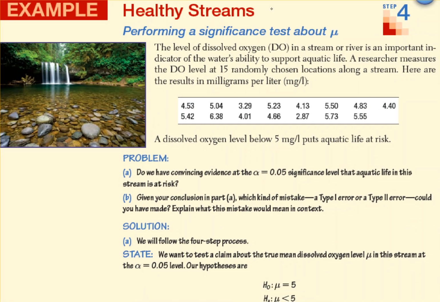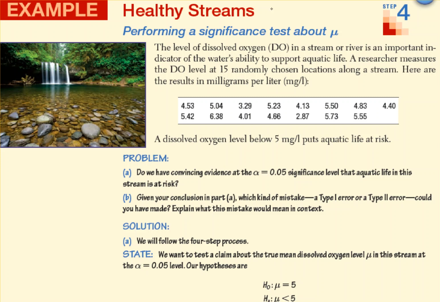All right, so here's an example, just giving us a bunch of data. This uses quite a bit of stuff here. It's a good example. The level of dissolved oxygen in a stream or river is an important indicator of water's ability to support aquatic life. A researcher measures dissolved oxygen level at 15 randomly chosen locations along a stream. Here are the results in milligrams per liter. A dissolved oxygen level below 5 milligrams per liter puts aquatic life at risk. Do we have convincing evidence at the alpha equals 0.05 significance level that aquatic life in this stream is at risk?